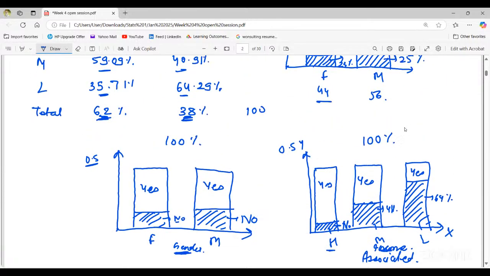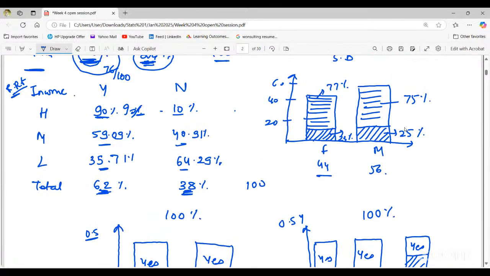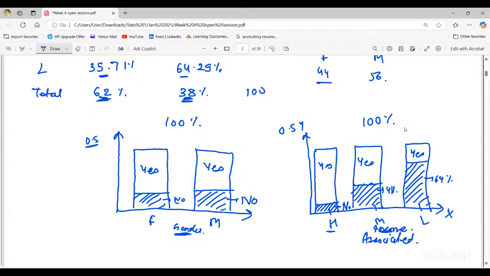See, I'm just asking you, if you're making this chart, where are you getting this percentage value? Can you tell me that? From the total only, ma'am, right? We are calculating from the total number of the high income people, the total number of medium, right? From that total only we are getting this percentage, and this percentage we are just representing graphically.